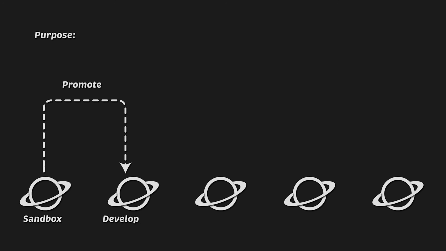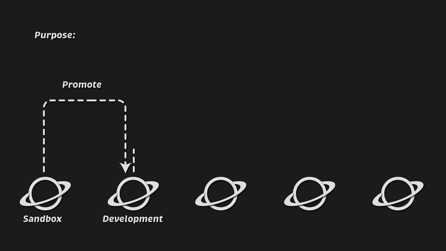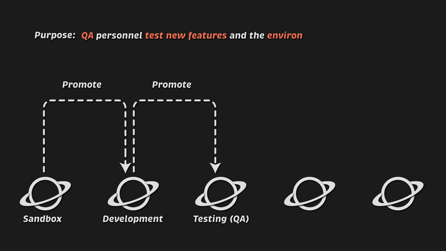Next, we have the development environment. Here, developers integrate their code with other deployed applications and microservices. Next, we have the testing or QA (quality assurance) environment. QA personnel are dedicated primarily to testing new features and the environment as a whole. The goal is to split responsibility and let other people test developers' code. Once approved, the application moves to the next stage.